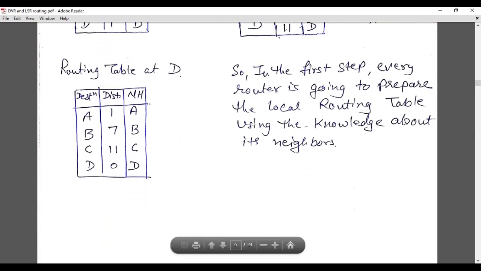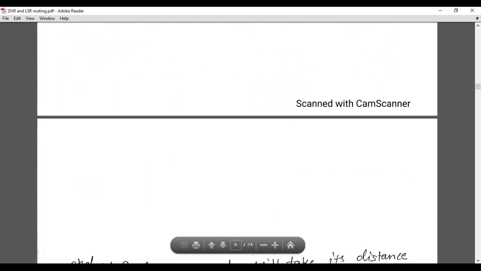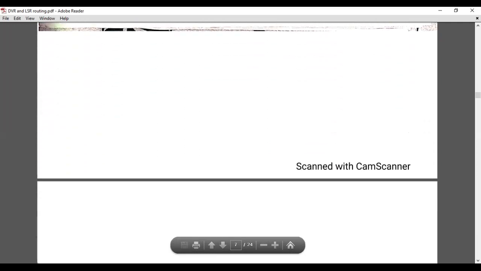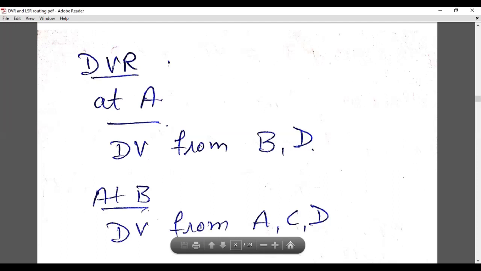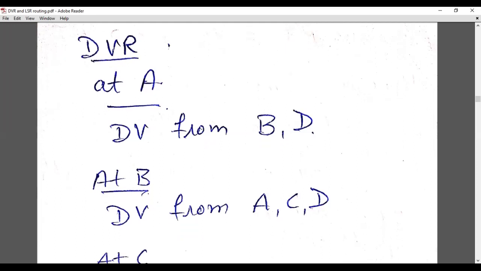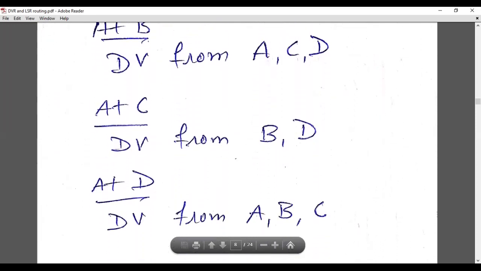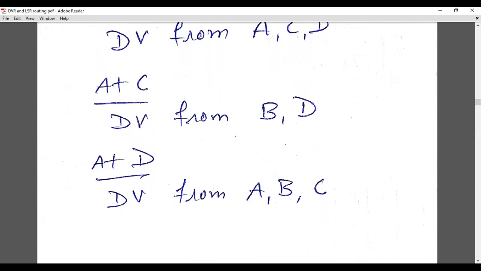And based upon that, what we will have is the DVR. We will have the DVR at A, and we'll get the distance vector from B and D. At B, distance vector from A, C, and D. At C, we'll have the distance vector from B and D. So all the neighbors, right? And at D, distance vector from A, B, and C. So everyone is going to get distance vector from every neighbor in parallel. Understand? So everything is happening in parallel, and the meaning of this is that it is going to make use of full duplex channel. So distance vectors can go in both the directions and in parallel, right?